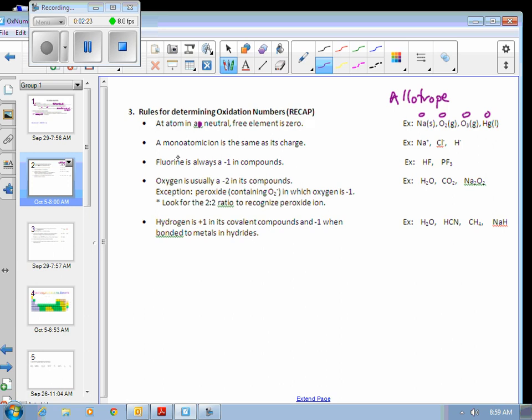Okay, a monoatomic ion. Mono means 1, atomic means 1 atom. A monoatomic ion's oxidation state is exactly the same as its charge. So for instance, a sodium ion is Na+. It's 1 element, 1 atom, has a plus charge. So guess what? Its oxidation state would be +1.